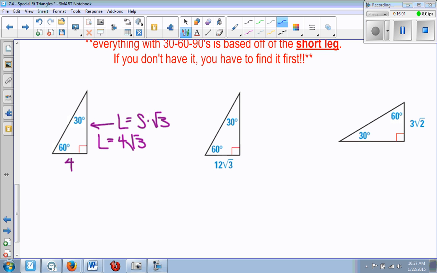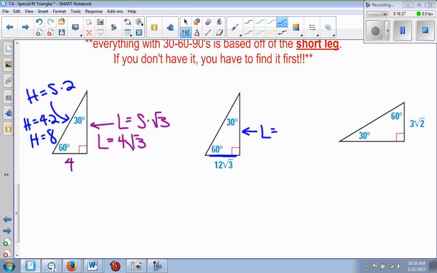If I want to find the hypotenuse, hypotenuse is short times 2. So if I want to find my h, it's just 4 times 2, and my hypotenuse is a value of 8. So I was able to find the extra sides of that right triangle based solely off knowing the short leg of the triangle. In the next problem, again, I'm given the short leg.